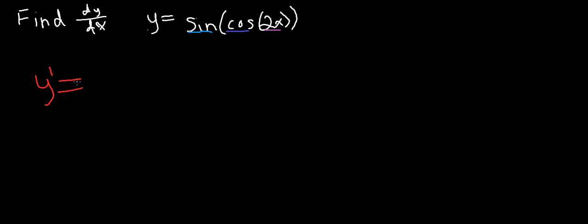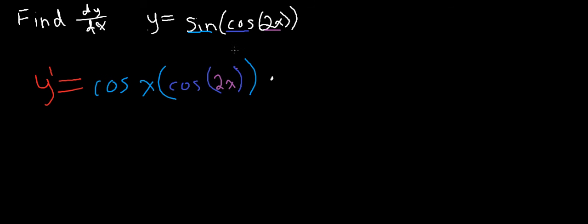The derivative of sine of x is cosine of x. But we're going to leave the inside unchanged. So we're going to leave not only this cosine unchanged, but the 2x as well. All of it is going to remain unchanged. This is all going to be the same. We're then going to multiply by the derivative of the inside.